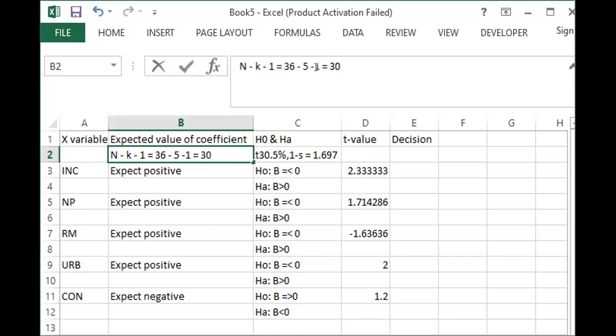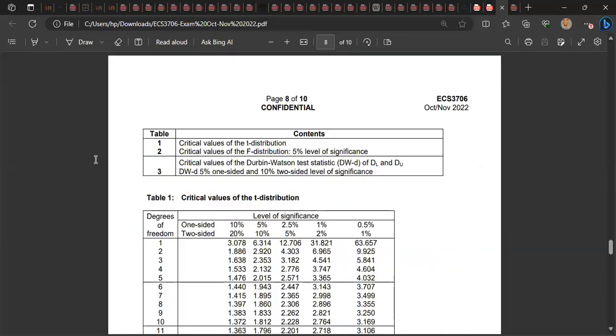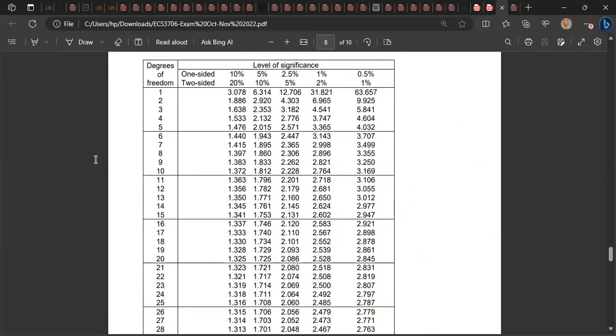So let's see now how we can get our critical value. We are doing a 5% significance test. At the back of every examination paper, you are basically going to be having these tables here, right? So what are we looking for? We are dealing with a one-sided test. So this is where we are. That's what you are looking at there.